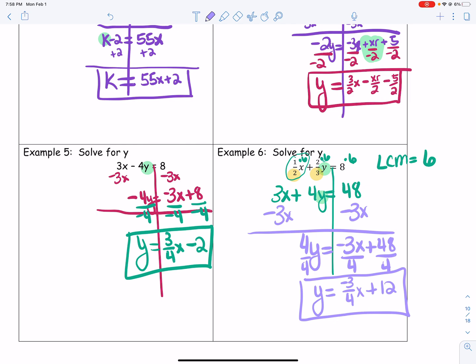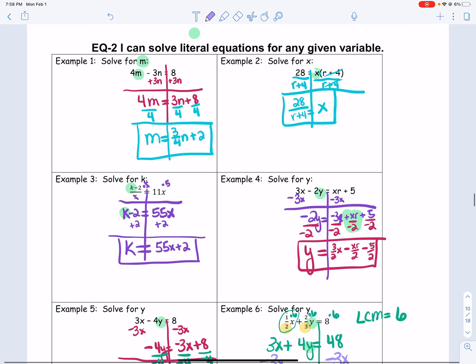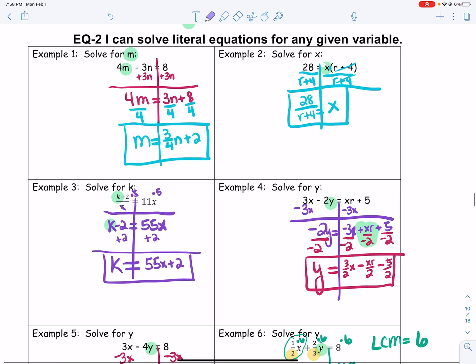And this one would be called EQ2. And so if you want me to send you the directions for Delta Math, I would be happy to do that. We could get you on there and you could do this assignment online instead of doing it on paper. That might be easier for you. But that's up to you. You let me know.